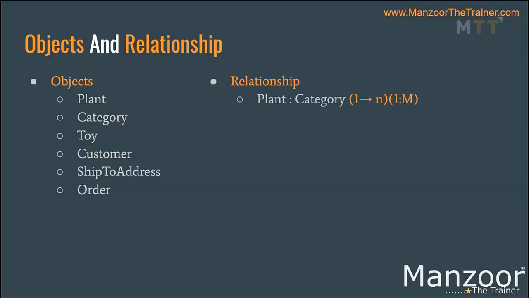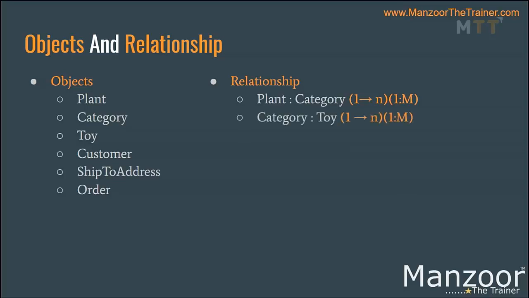Plant and category, we have one to many. In one plant, I can manufacture many types of toys. Are you getting my point? In one plant, I can manufacture many types of toys, but this type of toy should not be manufactured in many plants. So here we have one to many relationship.